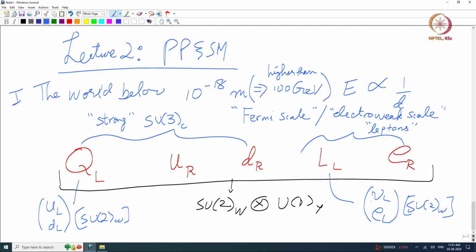Now, that is not all, because what I have written down here, these are just the matter fields. Why matter? Because these are the fermions of the theory. These are the fermions making up the standard model.